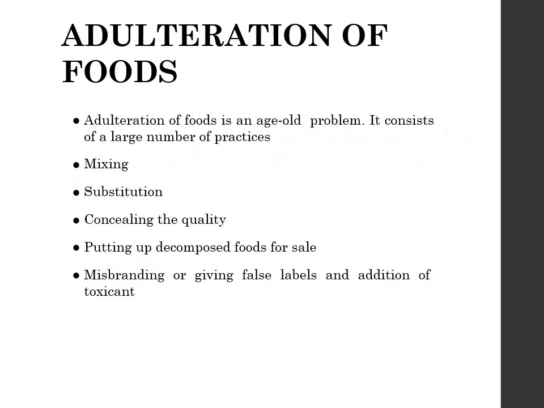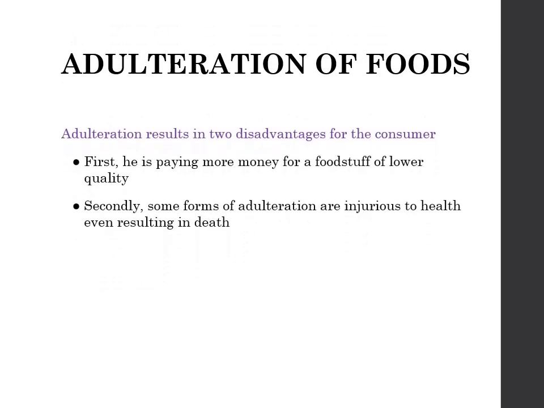Food adulteration is an age-old problem. It consists of a large number of practices, for example, mixing, substitution, concealing the quality, putting up decomposed food for sale, misbranding or giving a false label, and addition of toxicant. Food adulteration is a legal offense, and when the food fails to meet the legal standards set by the government, it is said to have been adulterated.